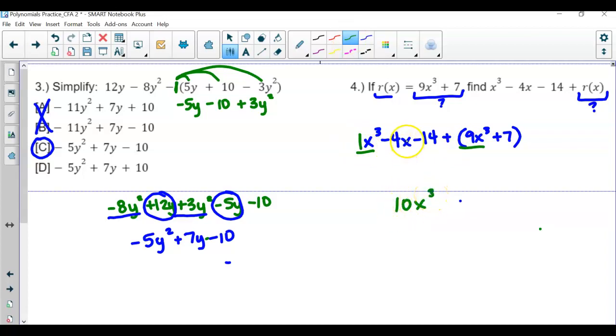Now I have no x squared. I only have an x term here, so minus 4x. Then we do have -14 plus 7, which is -7.